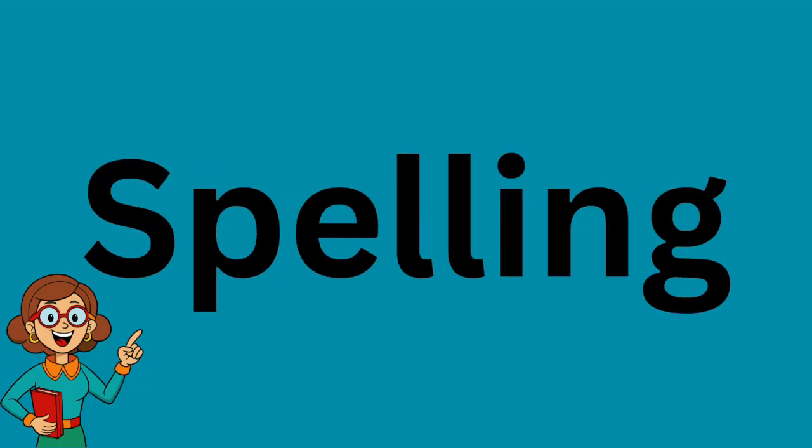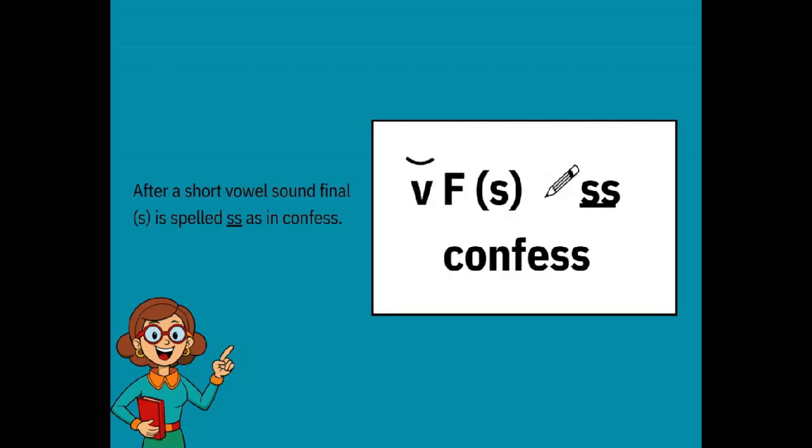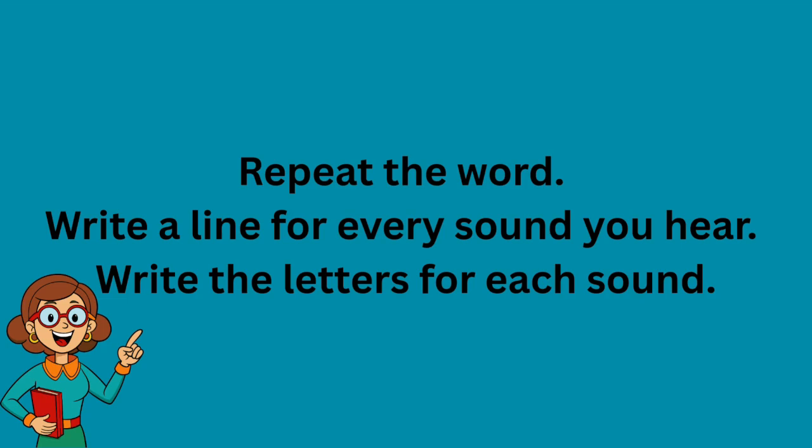Today we're going to spell two words using what we learned. And today we learned after a short vowel sound, final S is spelled SS, as in confess. Let's spell some words. Repeat the word, write a line for every sound you hear, and write the letters for each sound. Okay, the first word we're going to spell is confess. Confess. Can you repeat that word?